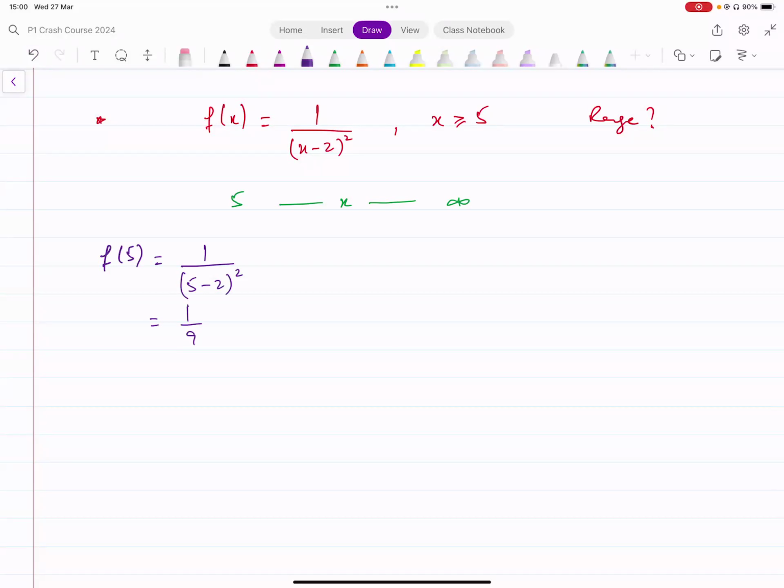All right. Yes, Rajal, that's correct. Although we should write it the other way around. I'll just show that to you. f(5) equals 1 over 9. So that's one extreme point that we're getting. Okay. What happens when x goes towards infinity?